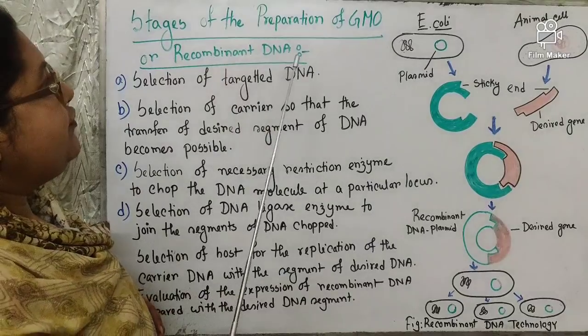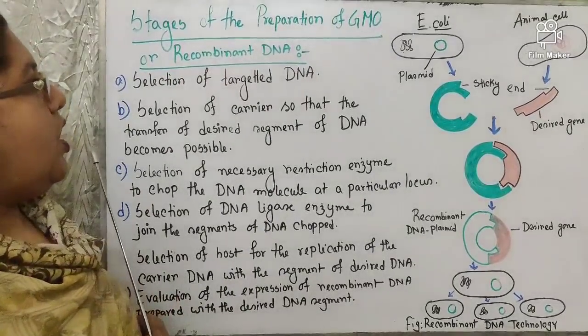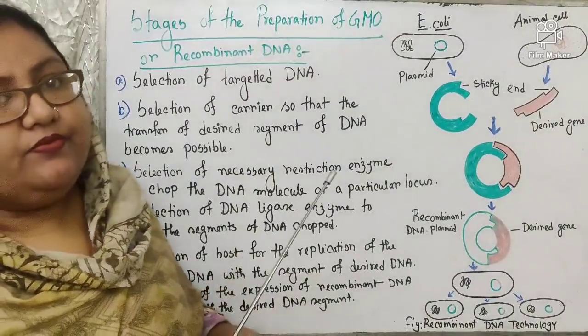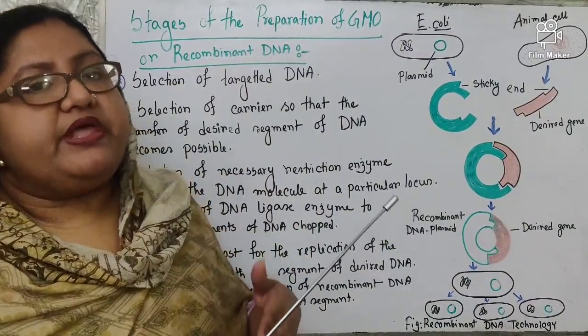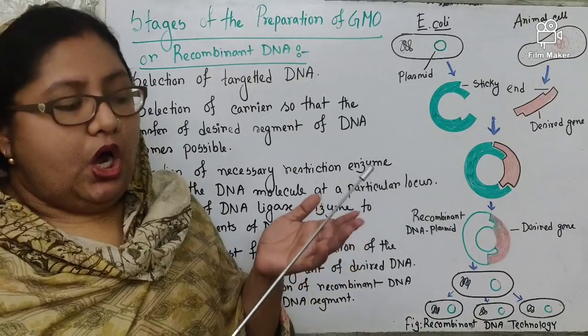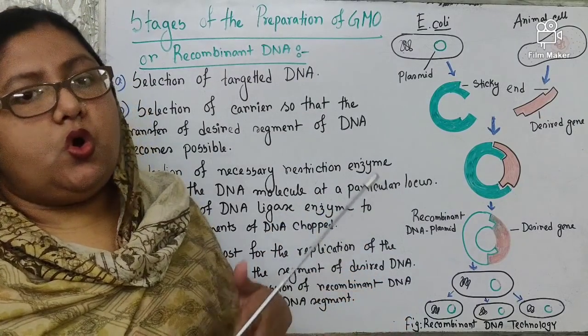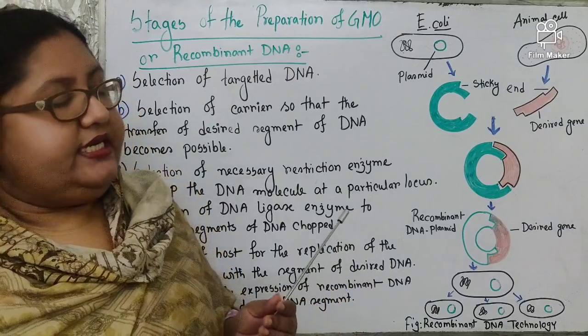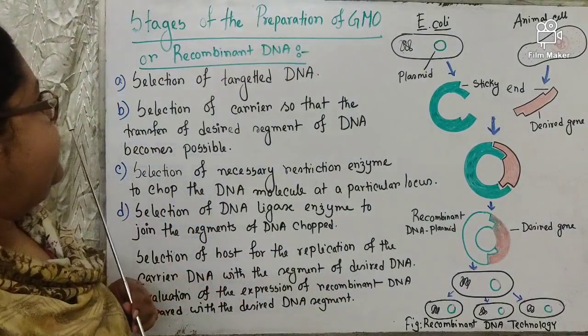Now, the stages of preparation of GMO or recombinant DNA. What is GMO? The organism that is developed due to recombinant DNA technology or through genetic engineering is called GMO or transgenic.